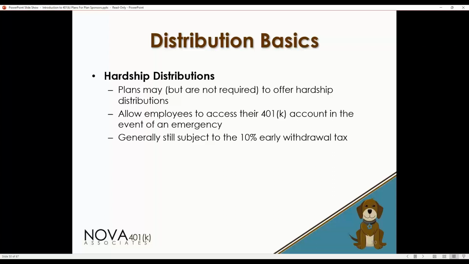There are very specific reasons why a hardship can be taken out, and there is typically a 10% early withdrawal tax. That 10% early withdrawal tax is usually due to a withdrawal prior to age 59 and a half.